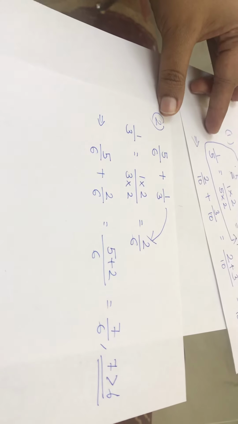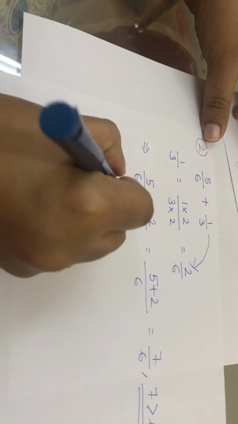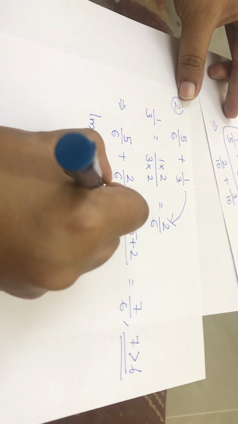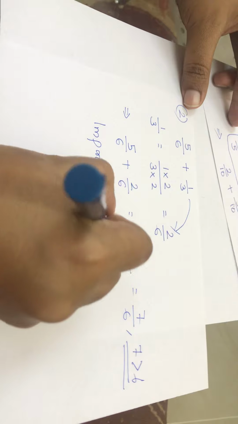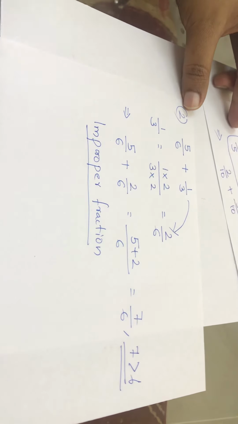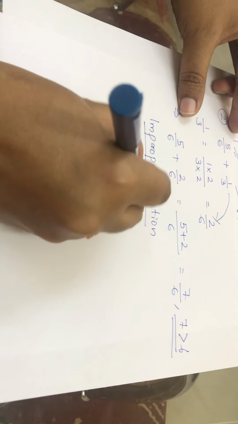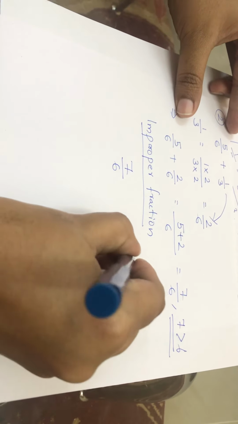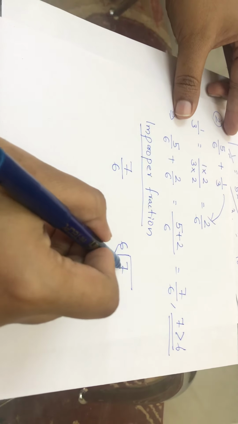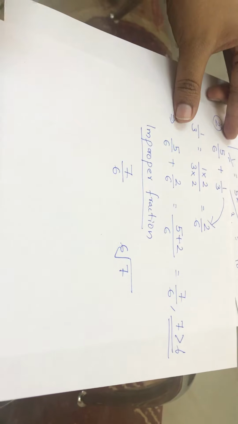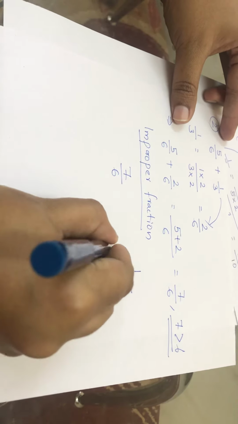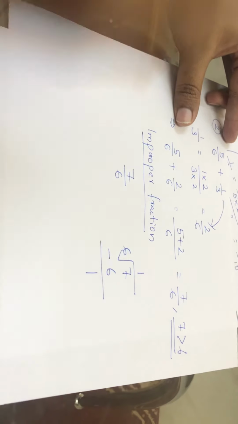This type of fraction we call an improper fraction, because the number which comes above the line is bigger than the lower number. So improper fraction. So when we get an improper fraction, we will change it into a mixed number. So what we will do, this 7 by 6, we can do like this, 7 divided by 6. Okay, so in the 7, how many times will 6 go? It will go only one time, we write 6 and subtract, and this becomes 1.